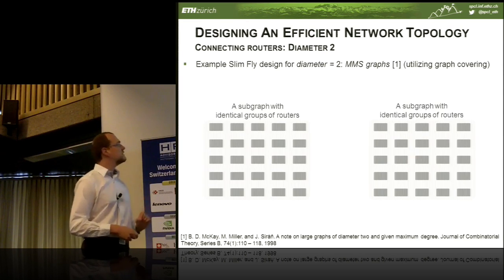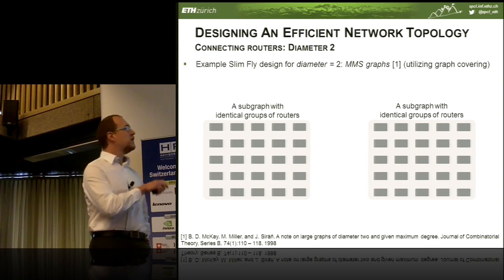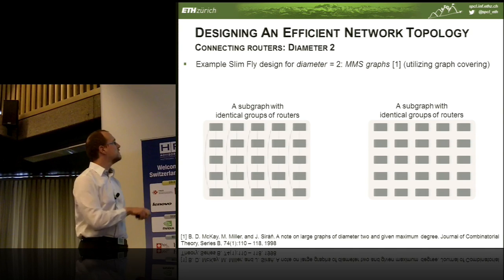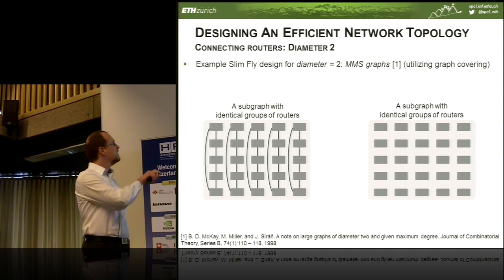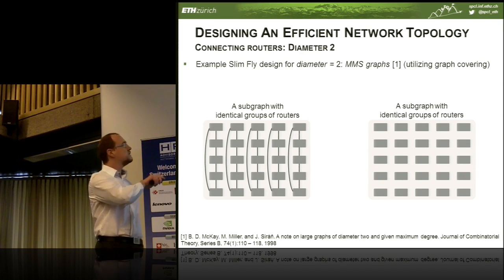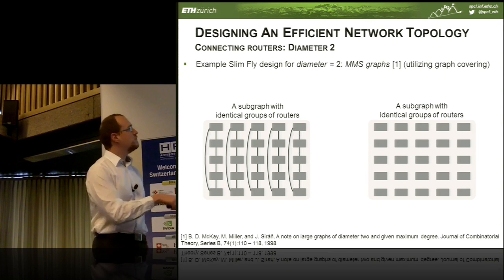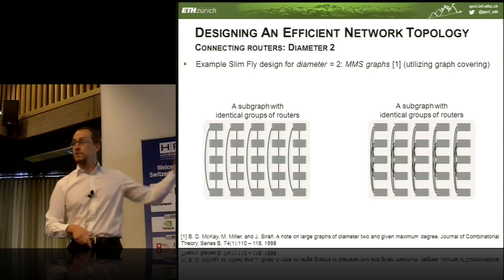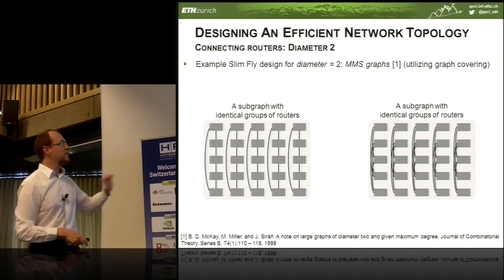So the intuition is that we have 2 subgraphs of this topology. Each of these 2 subgraphs has identical groups of routers, right? So 2 subgraphs, subgraph A, subgraph B. This one has 5 groups, 1, 2, 3, 4, 5. Each of these groups has 5 elements, and they have identical structure, okay? And then there is subgraph B that has the same thing, 5 identically structured groups. I will talk about how these groups look in detail in a couple of minutes.